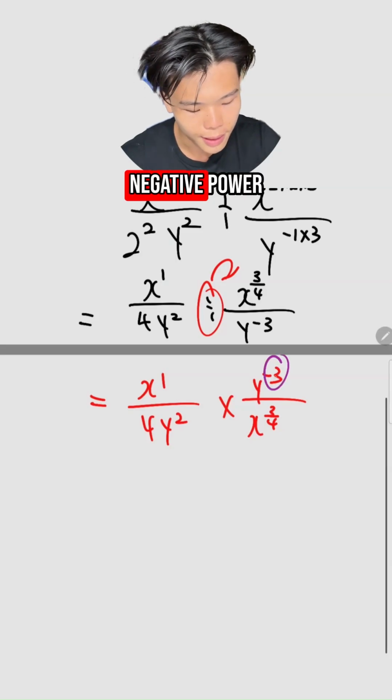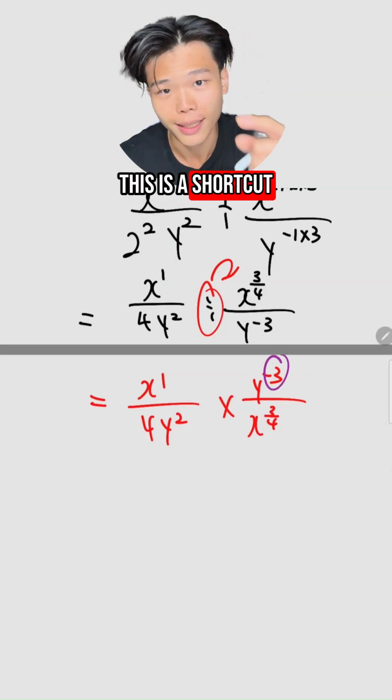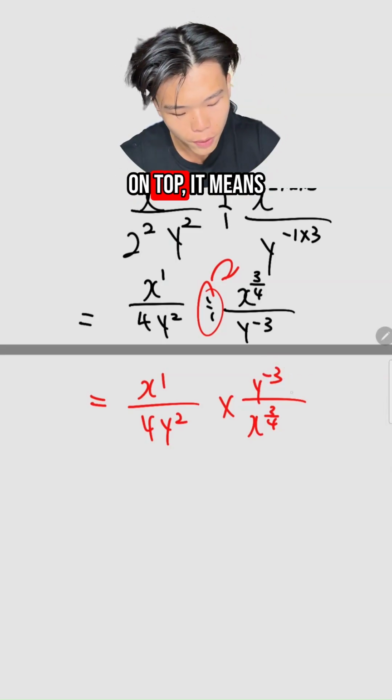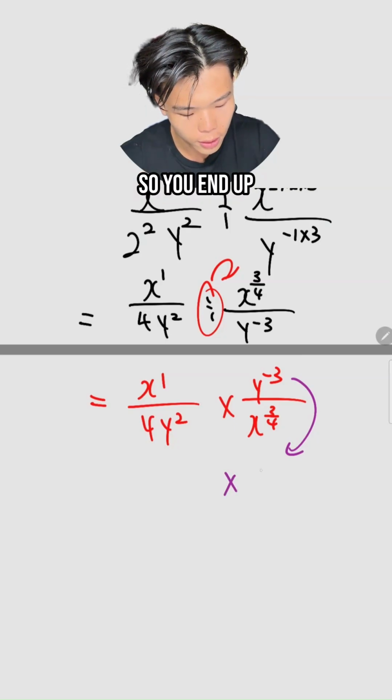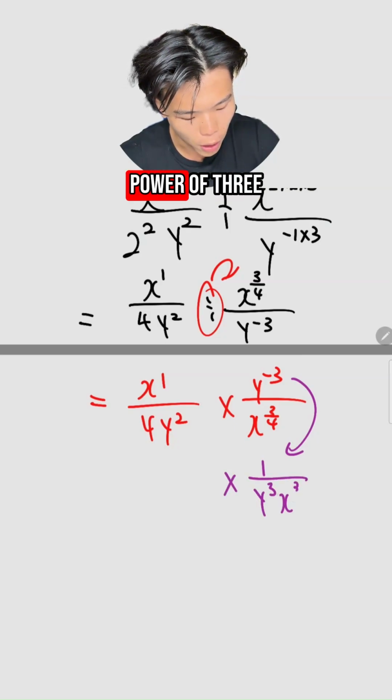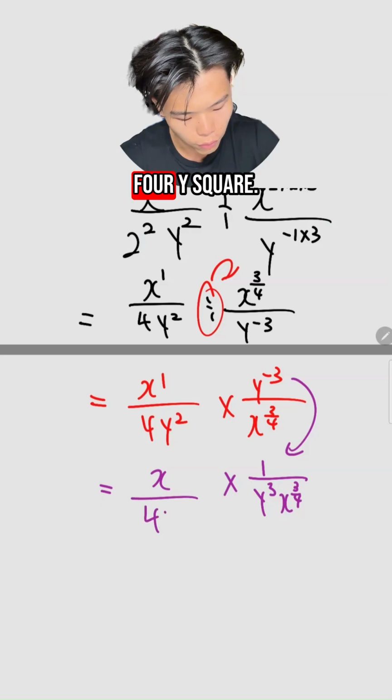And you realize that there's a negative power at the top. And this is a shortcut that I teach all my students. If you see a negative power on top, it means that you can just bring the y down to the denominator. So you end up with 1 over y cubed, x to the power 3/4, which equals x over 4y squared.